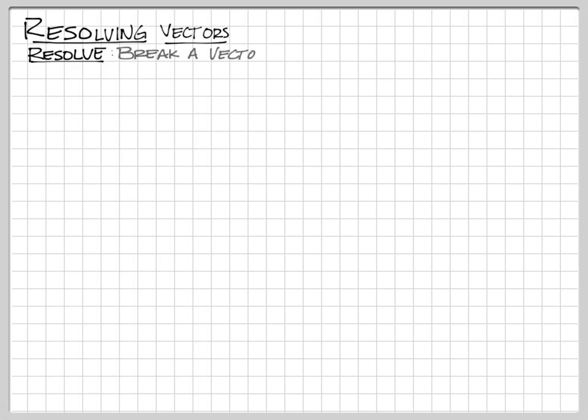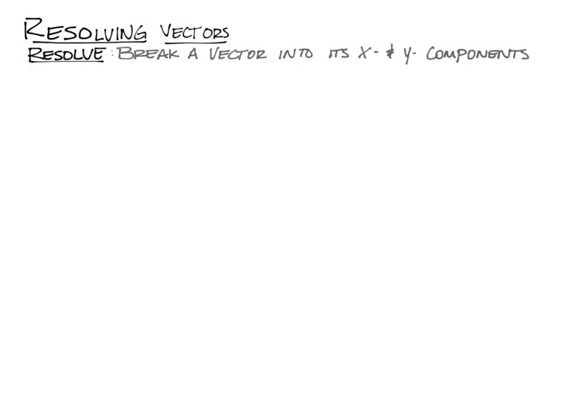into its x and y components. Basically, we're going to take a vector and figure out which part of that vector is in the x direction and which part of that vector is in the y direction. So, taking a vector, breaking it into its x components and y components, the x part and the y part.